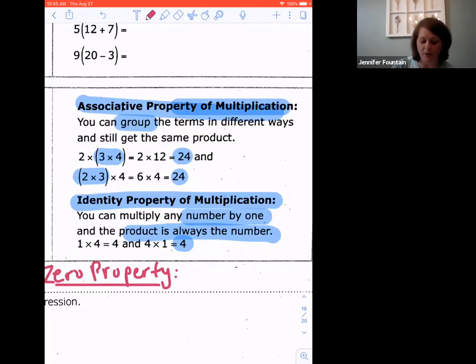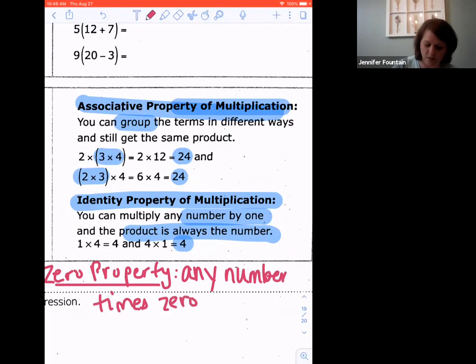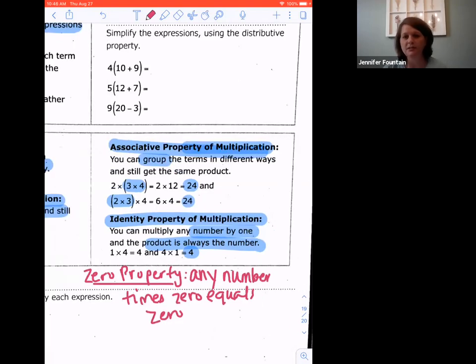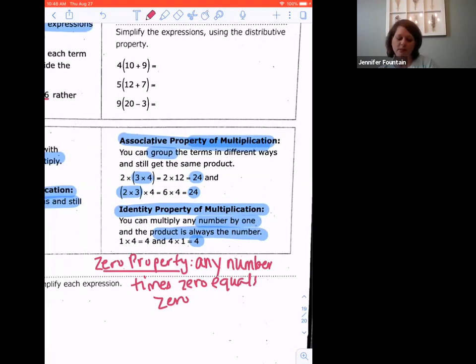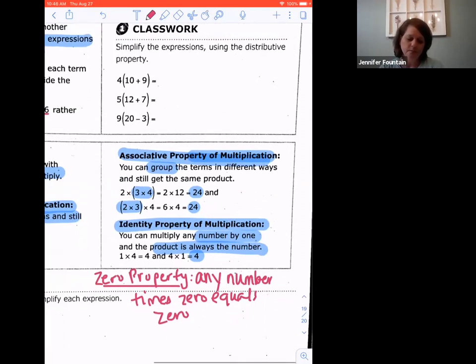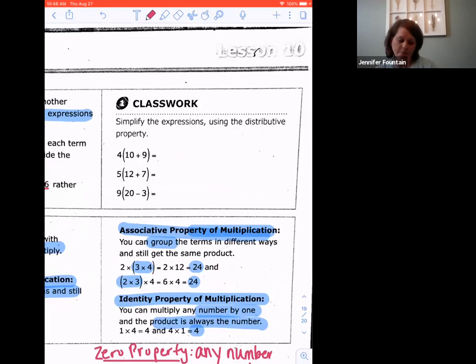And the zero property says that any number times 0 equals 0. Okay, so the zero property just says that any number times 0 equals 0. So let's look at this classwork 1.